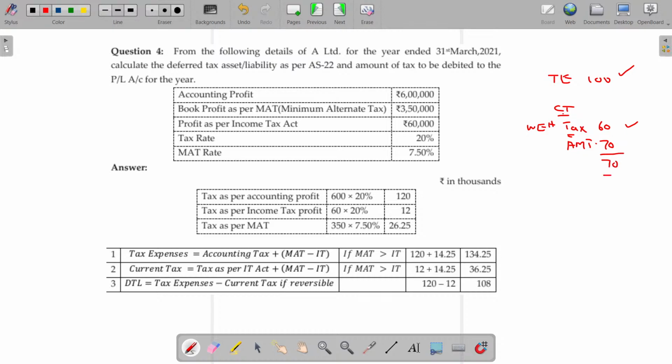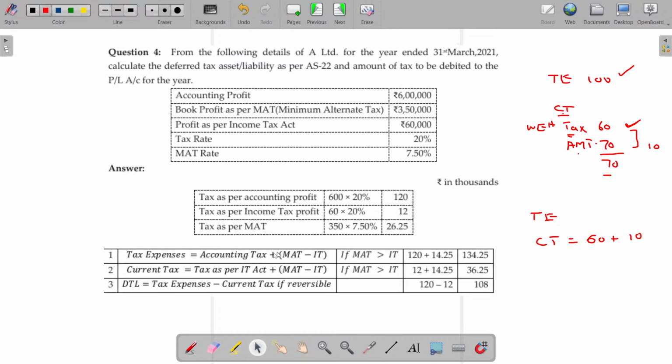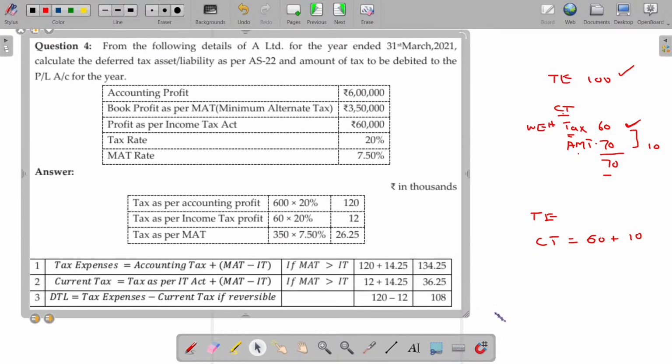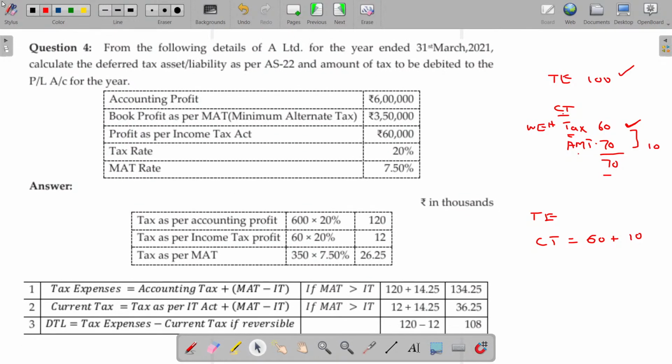70 has to be payable. Now what about the tax expenses, sir? Then what about the current tax? Current tax in this case is equal to tax as per the IT Act plus, due to AMT or MAT, if you pay something more, that will also be added. How much you are paying excess due to the application of MAT, AMT, 10, that will also be payable. That is also considered as current tax. Hope you will now be able to understand. That's all.